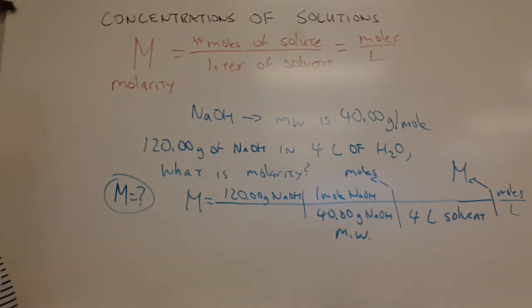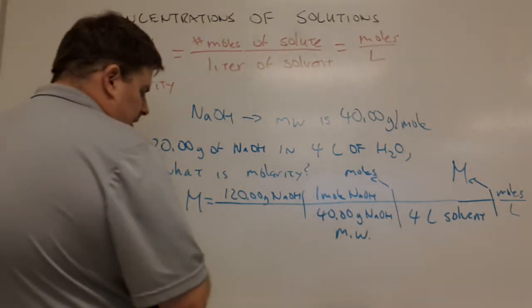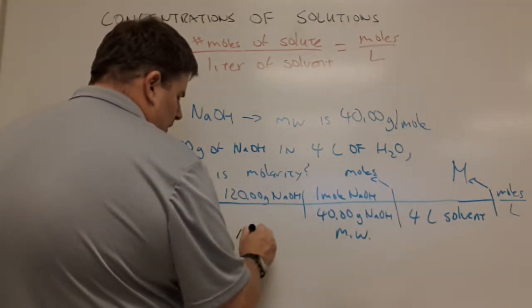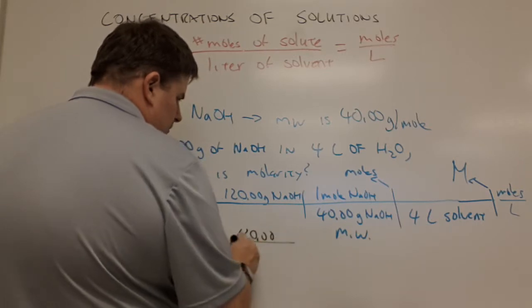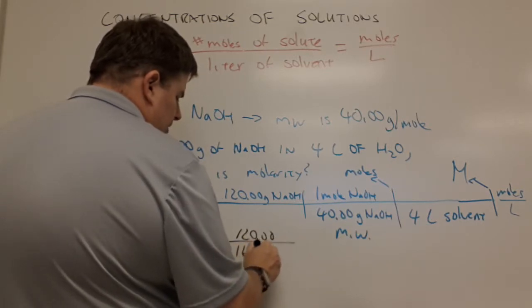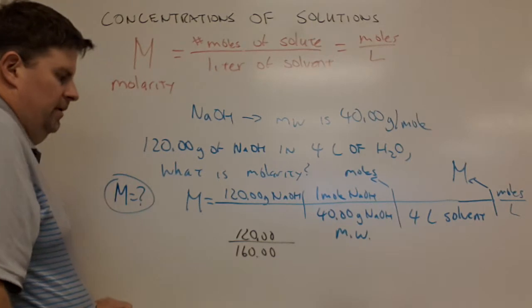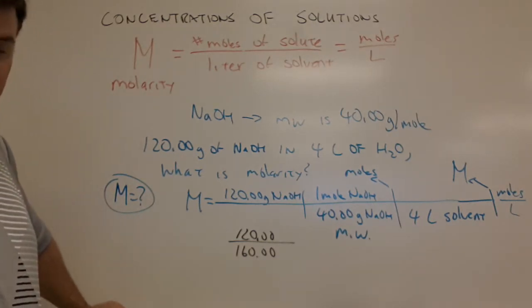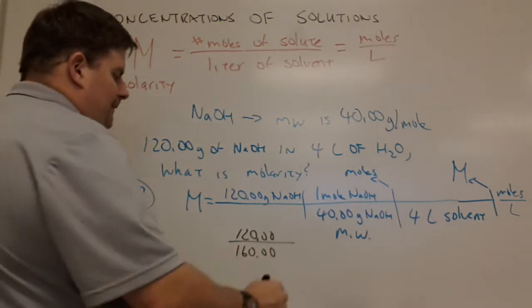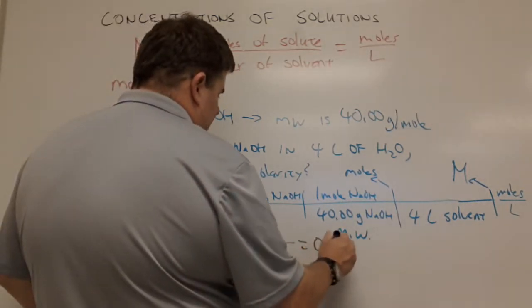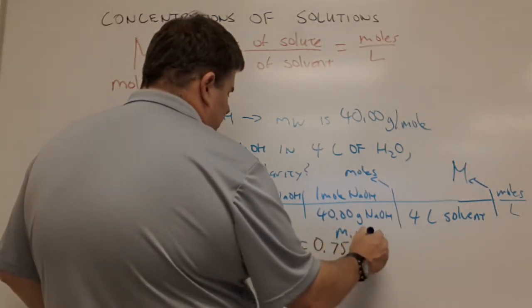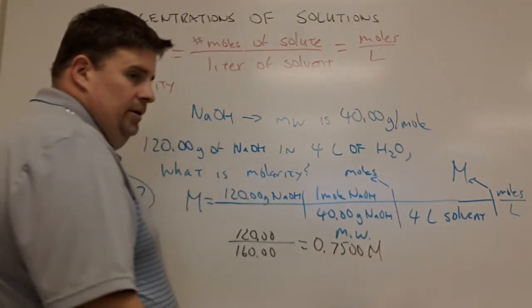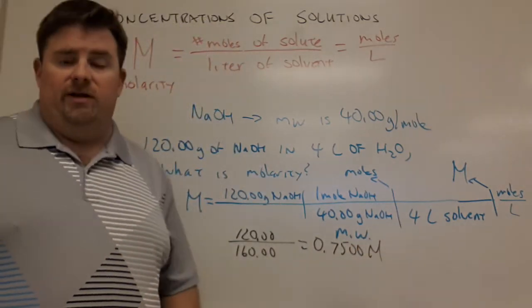Now I do the math here, and what I get is this value. I get 120 over 160. Okay? And what do I get there? What's my value? Good. 0.7500 molar is what we're going to call the concentration of that solution.